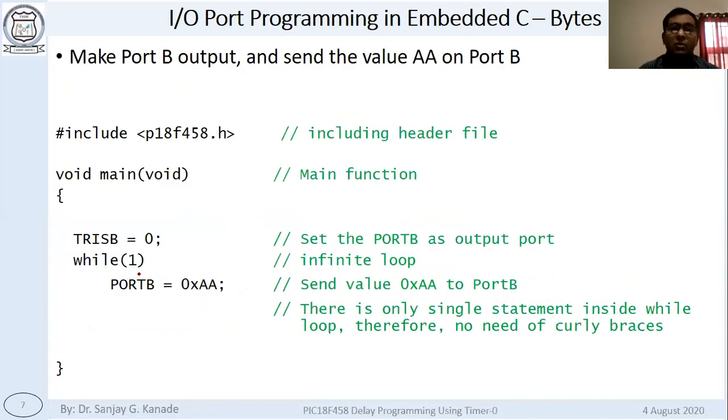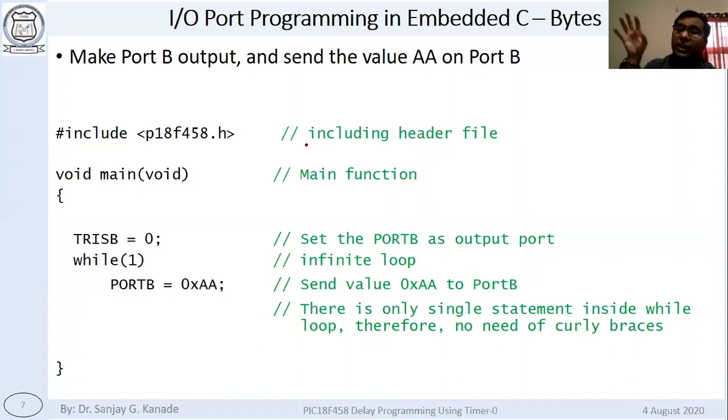Okay. Now coming to our next part, which is IO port programming in embedded C. We have seen IO port programming in the second unit also, and at that time we discussed that there are three registers associated with every port. The first is the port register, second is the TRIS register, and the third is the latch register. When we wanted to send some value to a port, we first had to configure the port as output port by setting the TRIS register to zero, right? When we set TRIS to zero, that corresponding port becomes an output port.